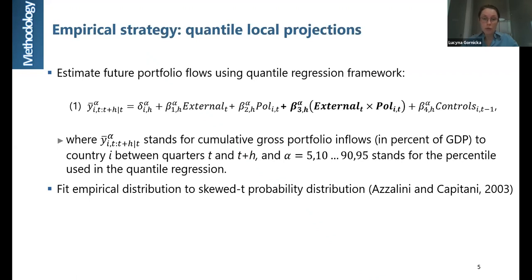In the second step, we will take the estimates from equation one, and we will use these estimates to fit the empirical distribution of future flows into a skewed t probability distribution, first proposed by Azzalini and Capitanio 2003. And the skewed t distribution is very attractive because it nests the normal distribution, and at the same time, it allows to fit distributions that have fatter or asymmetric tails.